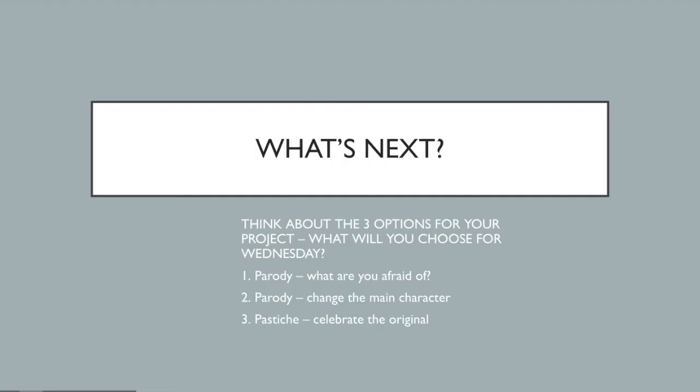So next, between now and Wednesday, I want you to think about which option you're going to choose. Are you going to choose the first one where your main figure up front is the normal Scream figure, and then in the back you're showing what you are afraid of? Your second choice is a parody of changing that main character up front but keeping the background structure the same as the main painting. Or your third choice, which is pastiche, which is to celebrate the original and keep it as close to that original as possible.